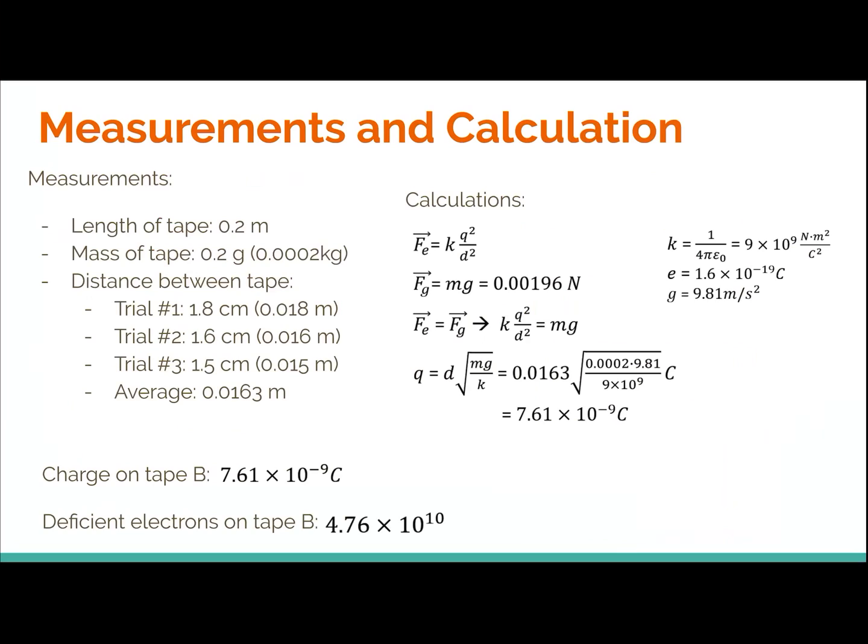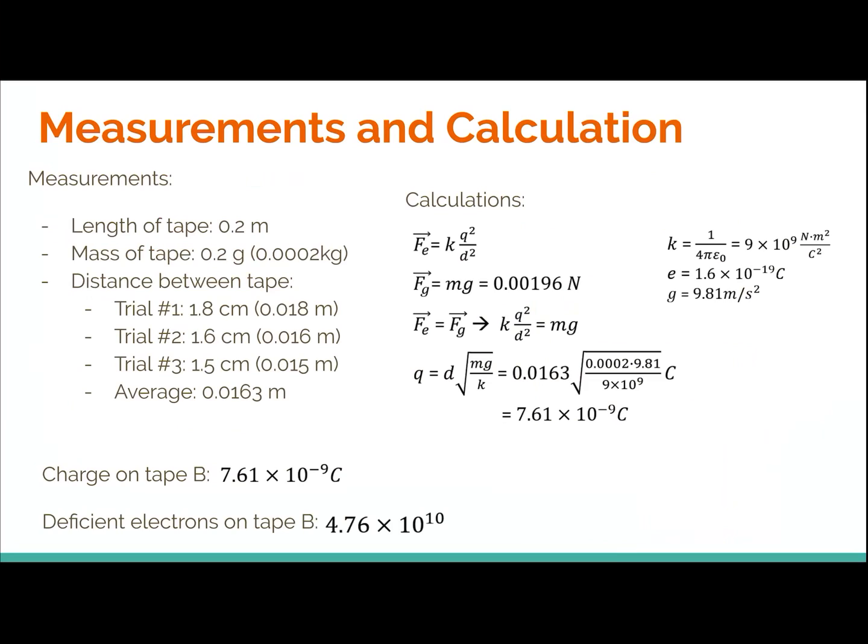These are the measurements and calculations for the experiment. The length of the tape was 0.2 meters each, mass was 0.2 grams, and after 3 trials of the experiment, the average distance between two tapes was 0.0163 meters. Using the equations for electric force and gravitational force and setting them equal to each other, as in the calculations I have written on the right, I could derive the excess charge on the tape, which was 7.61 times 10 to the negative 9 coulombs.